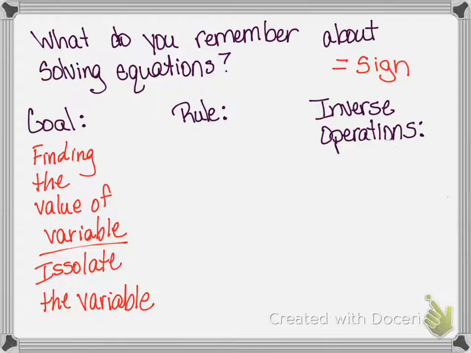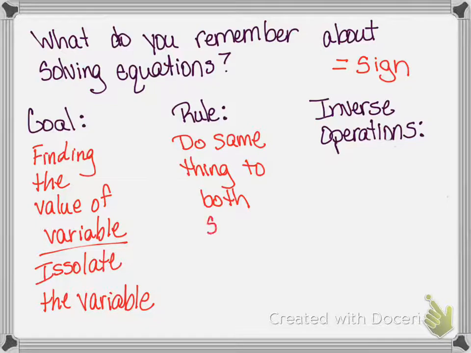That's the rule when you're solving equations. Do the same thing to both sides. So if I add something to one side, I've got to add it to the other. If I subtract something from one side, I've got to subtract it from the other. Multiply, both. Division, both. So you've got to do the exact same thing to both sides. That's the rule.